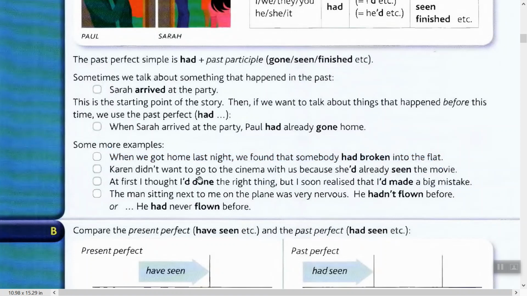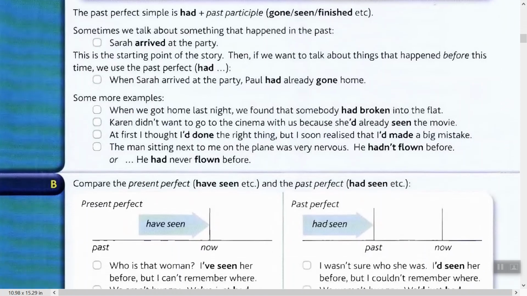Karen didn't want to go to the cinema with us. Yesterday she didn't want to go with us. For example, yesterday we went to the cinema, but Ahmed didn't come with us. Why didn't Ahmed come yesterday? Because he had already seen the movie, an hour ago, a month ago, a year ago. Because he had already seen it. That's a contraction, meaning she'd already seen the movie. You see, I think it's very clear. It's clear, God willing.